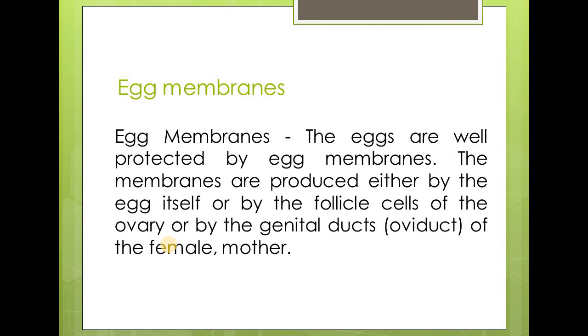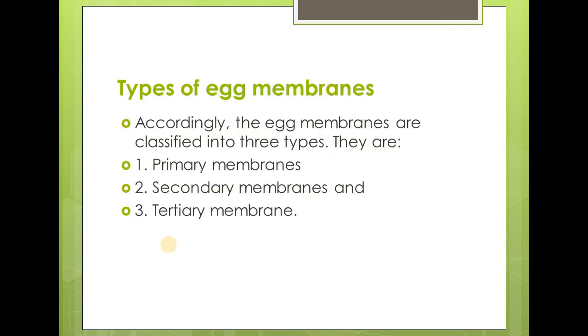So, egg membranes. The eggs are well protected by egg membranes. These membranes are produced either by the egg itself or by the follicle cells of the ovary or by genital ducts of the female mother. Types of egg membrane. Accordingly, the egg membranes are classified into 3 types. They are primary egg membrane, the secondary egg membrane, and the tertiary egg membranes.